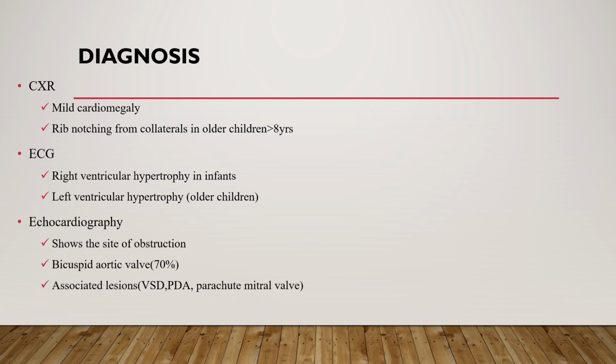And on echocardiography, it shows the site of obstruction. And as we have said, in 70% there is a bicuspid aortic valve. And there are also associated lesions such as VSD, PDA, and parachute mitral valve. In certain situations, the echocardiography can tell us those things. And also angiography better defines the anatomy.